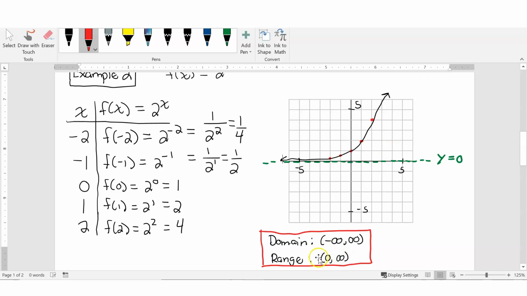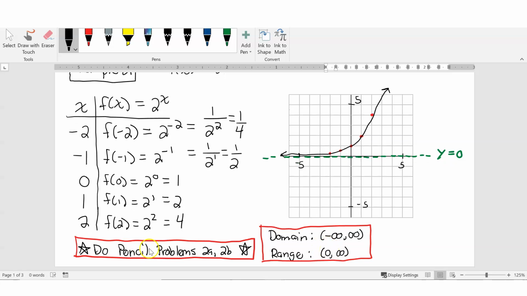Notice the parenthesis next to 0. It's not a bracket because of this asymptotic behavior. The graph will never touch the value of y equals 0, so we must have a parenthesis here. Now do pencil problems 2a and 2b. And for each of those problems, make a table of coordinates using these 5 x values to plot.